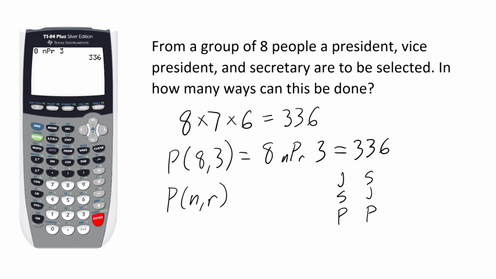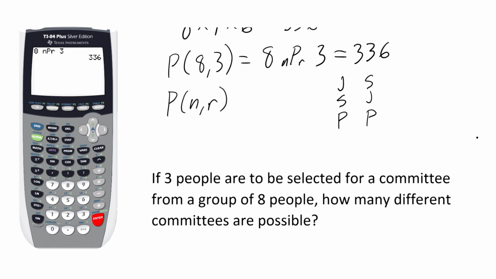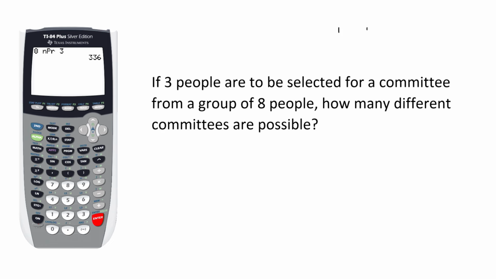Now let's look at a very similar example where the positions aren't actually different from one another. If 3 people are to be selected for a committee from a group of 8 people, how many different committees are possible? Notice in this example, the 3 people to be chosen don't have different positions. It's just a group of 3 people. So it doesn't matter if you're chosen first or if you're chosen last. All that matters is whether you're on the committee or not.